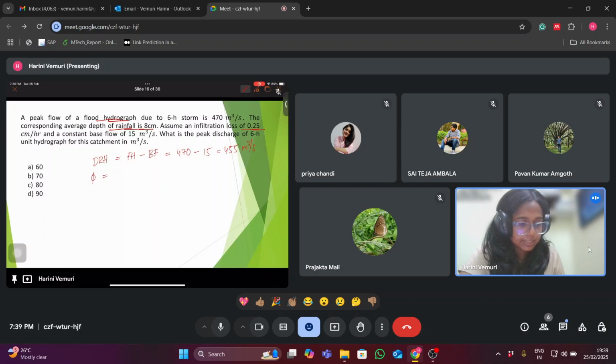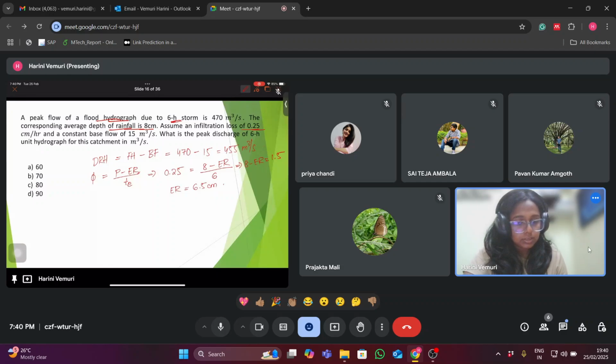The precipitation that is occurring is 8 centimeter and excess rainfall we have to calculate, and it is occurring for a duration of 6 hours. It's a 6 hour storm. So this means 8 minus ER equal to 1.5, ER is equal to 6.5 centimeters. So excess rainfall is 6.5 centimeters.